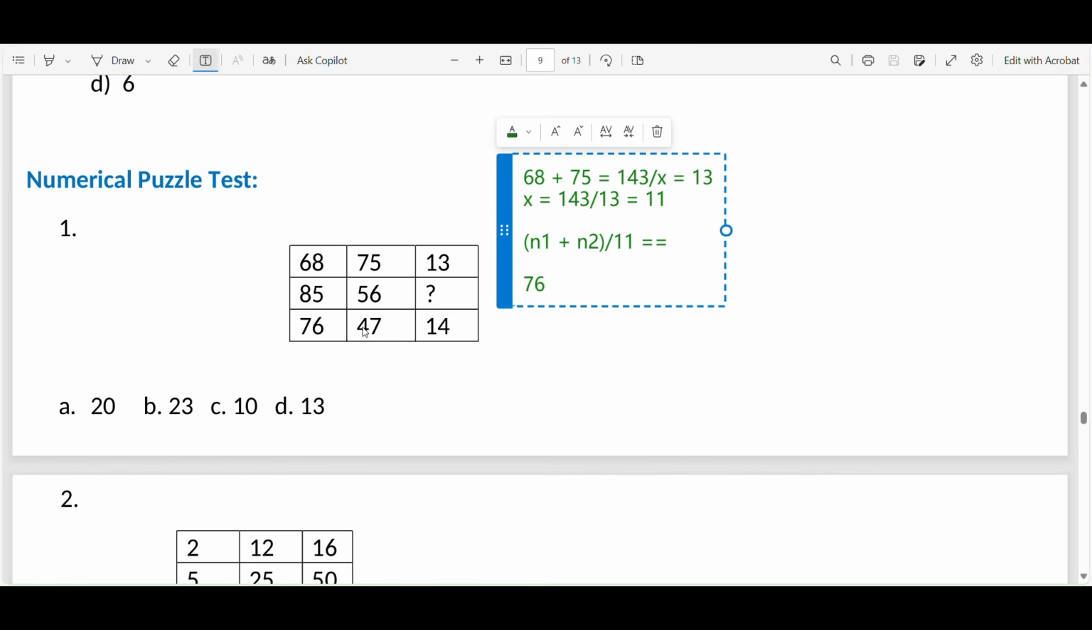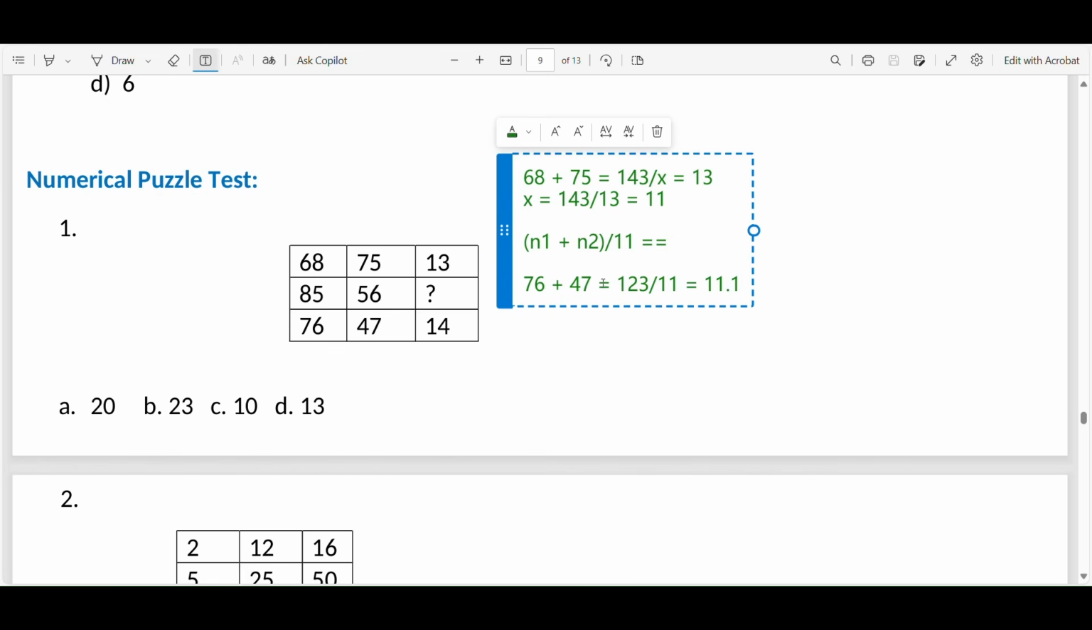76 plus, let's see for the third one also. 76 plus 47, what will it give you? 7 plus 6 will give you 13, so 3 here and 1. So 8 plus 4 will give you 123, right? So 123 divided by 11, what will it give you? It will give you some 11 point something, some 11.1, like that.